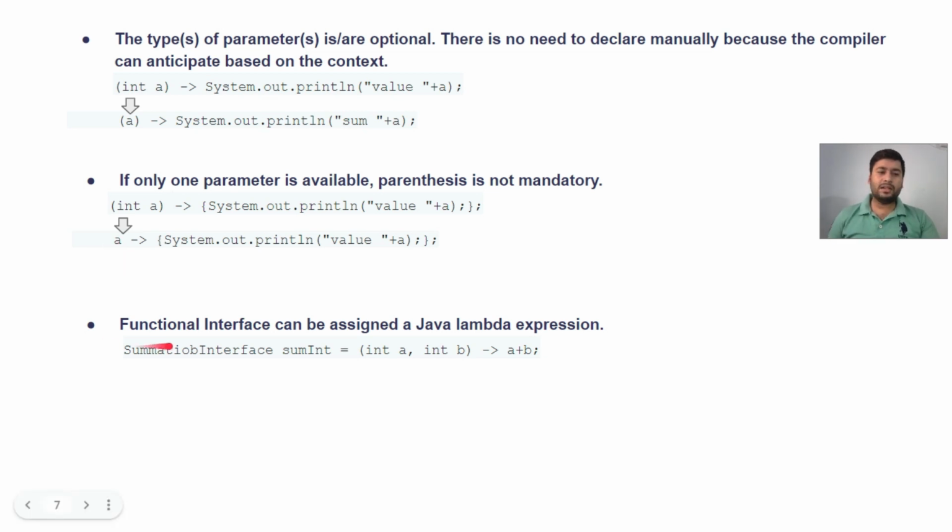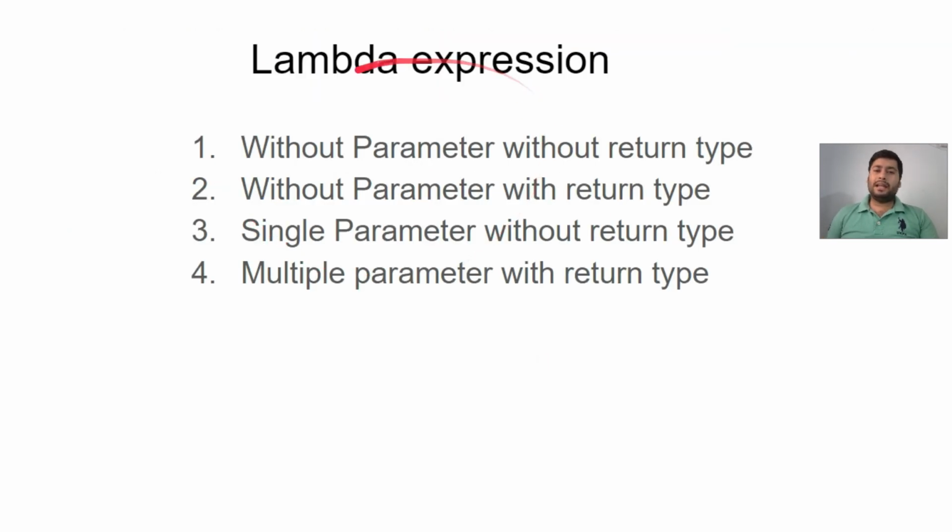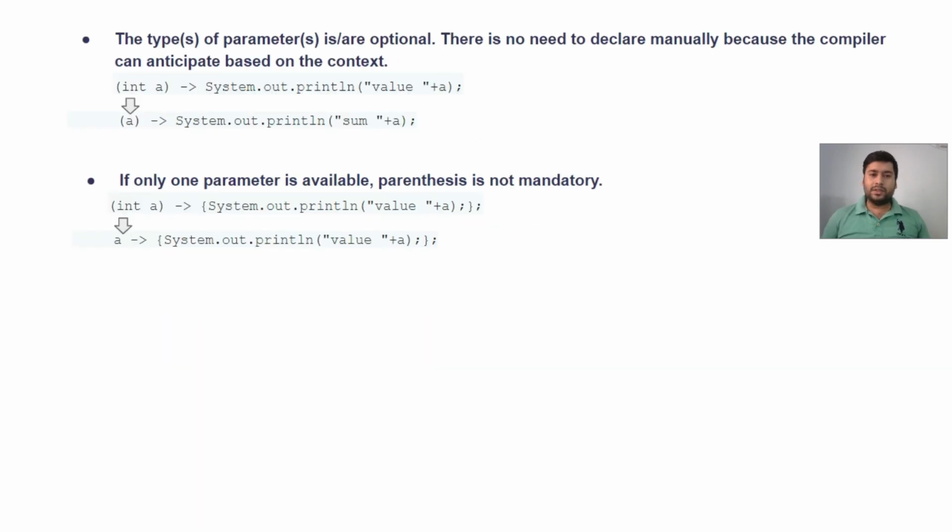I hope you understood. A functional interface can be assigned a Java lambda expression. So whatever functional interface we have, that should be assigned a lambda expression. For example, we have a summation interface, we have passed two parameters, and we have written the value. Like that you can implement it, and this is the lambda expression. If you do some questions, you can understand what exactly a lambda expression is and how it works. So these are basically the rules we have discussed.